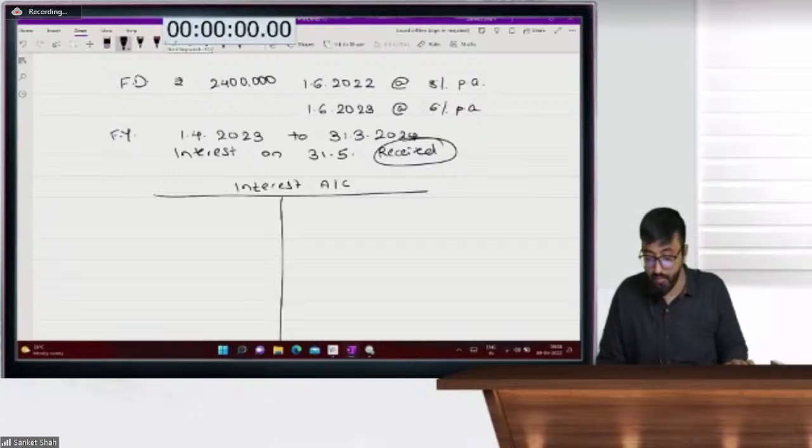Yes, beta. On 31st of May, you are receiving interest in cash. Full year interest you are receiving on 31st of May.